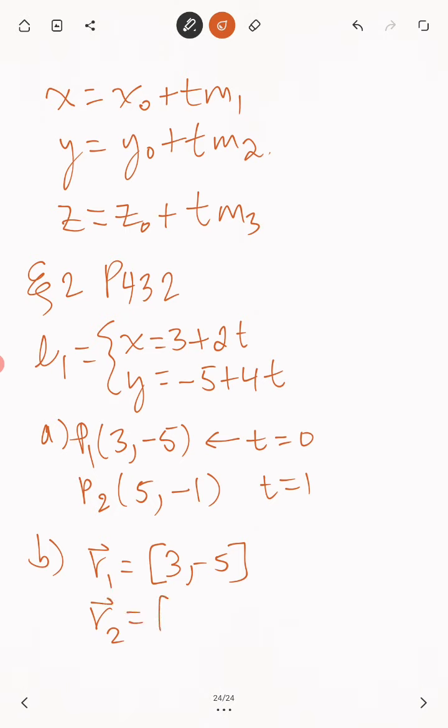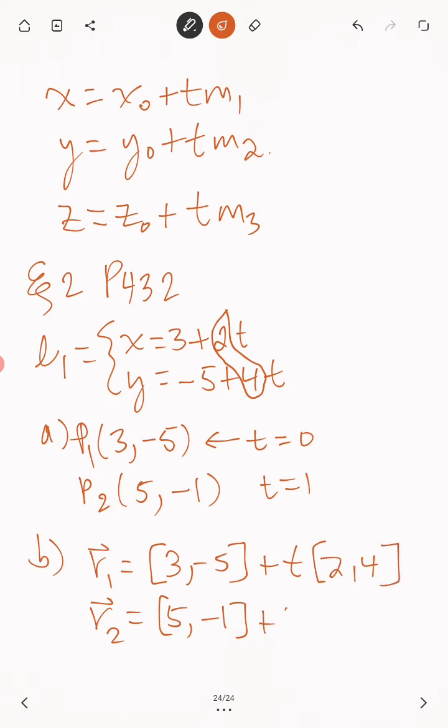This is just showing you that there are infinitely many possibilities for the vector equation of a line, because you can use any point, any position vector where that ends in a point on the line, and you can use any direction vector that's parallel to the line. So for r1, I've chosen position vector (3, -5). For r2, I've chosen position vector (5, -1). And then plus our parameter t times the direction vector for the line, which from the parametric equation here we know is (2, 4).